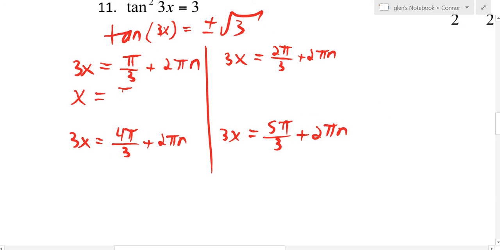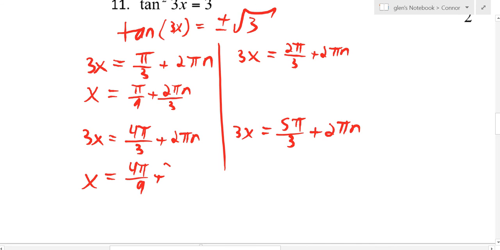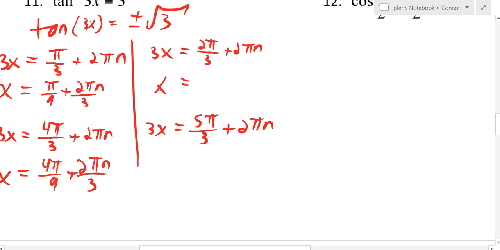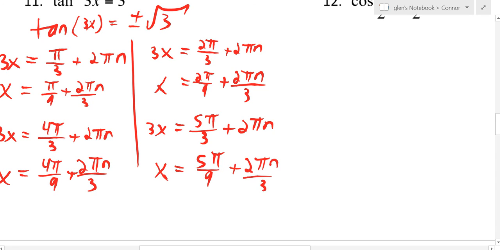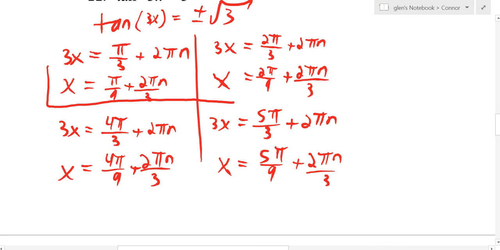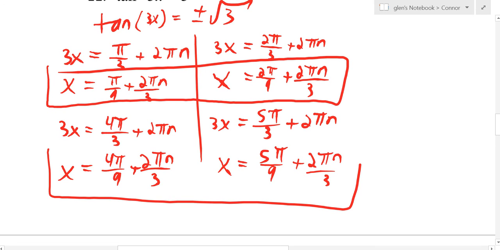And then all we got to do is divide by 3 to get them all. So x equals pi over 9 plus 2 pi n over 3, or 4 pi over 9 plus 2 pi n over 3, or x equals 2 pi over 9 plus 2 pi n over 3, and the last set of answers is 5 pi over 9 plus this. Cool? So we have these two sets of answers right here, and we have these two sets of answers right here.